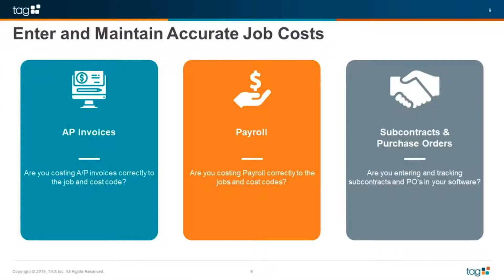So how do you enter and maintain accurate job costs? Well, the best way is in 3 specific sections. So that would be AP invoices, payroll, and subcontracts and purchase orders.